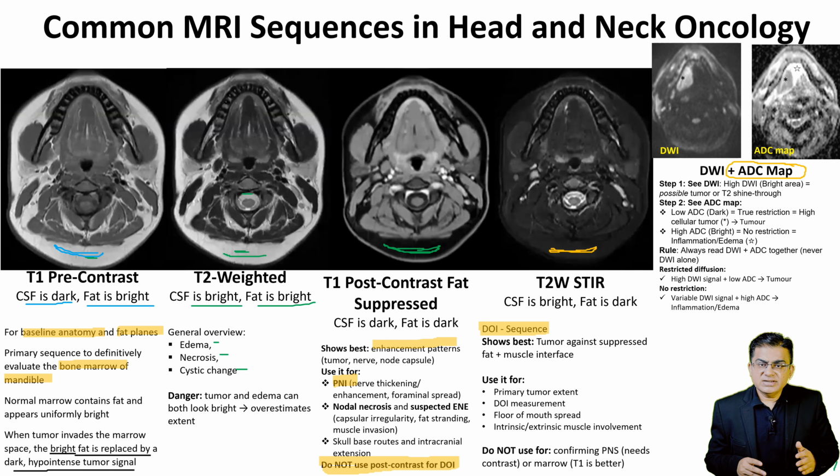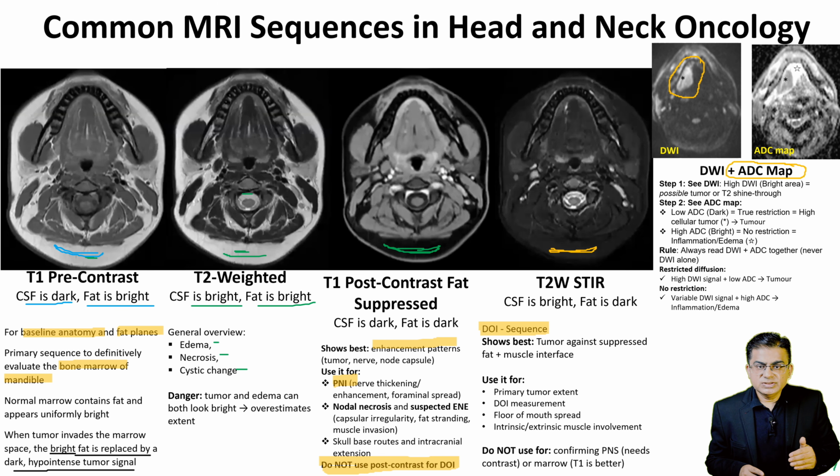Now let us understand it with an example. Look at these two images. There is a lesion in the right lateral border of tongue. How to read this slide? Step 1. Look at DWI on your left. The bright region is suspicious.